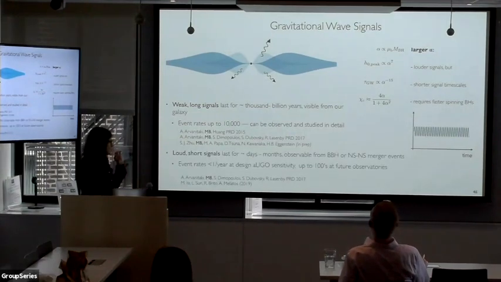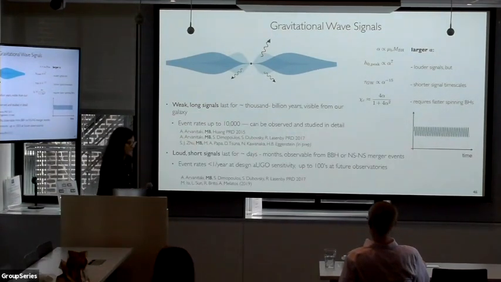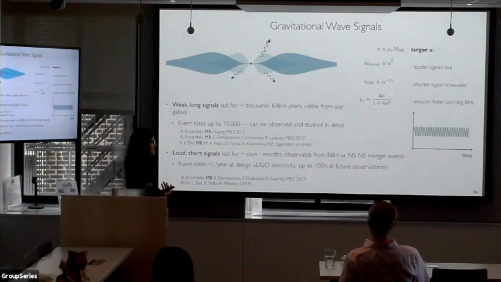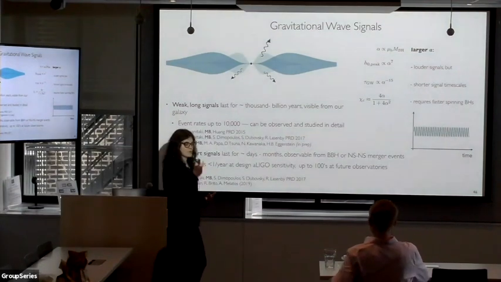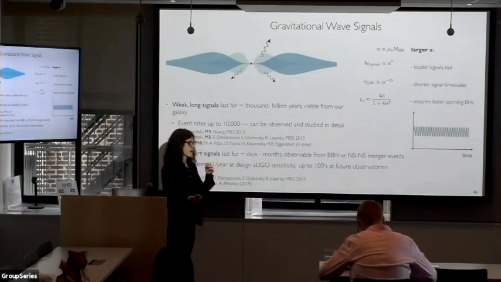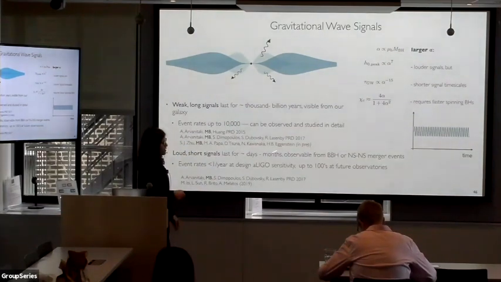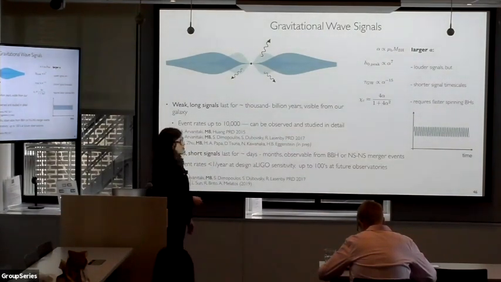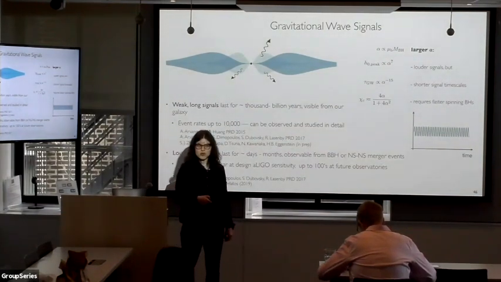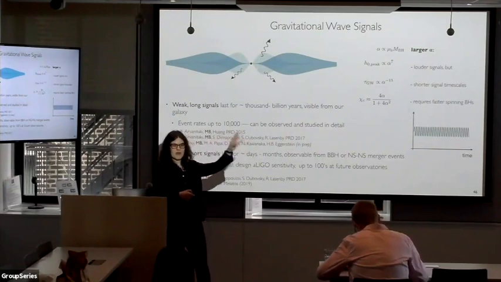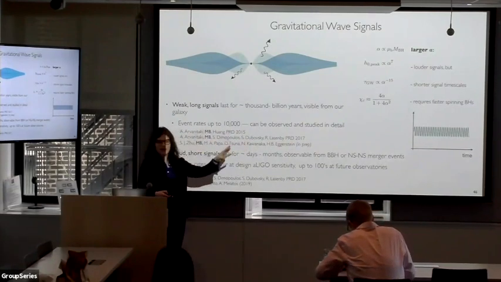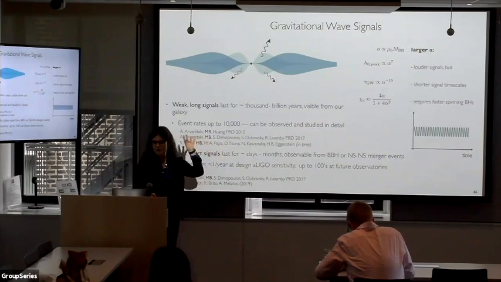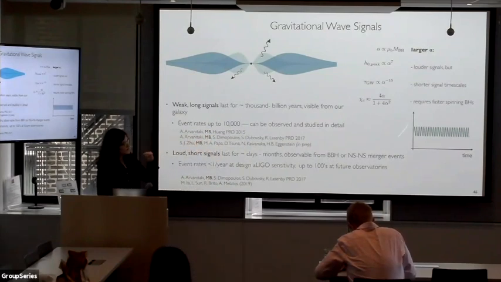Or there's loud, short signals, which last much less time, but they can be observable from far away, like tens or hundreds of megaparsecs. And so one thing you can do is look for follow-ups of black hole binary and neutron star mergers. You know that forms, especially for black hole binaries, a rapidly rotating black hole. And you can follow up to see if you get this monochromatic continuous signal afterwards.